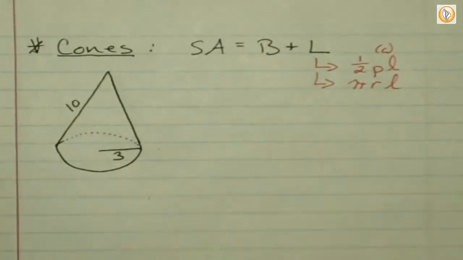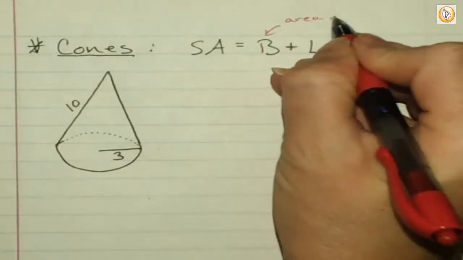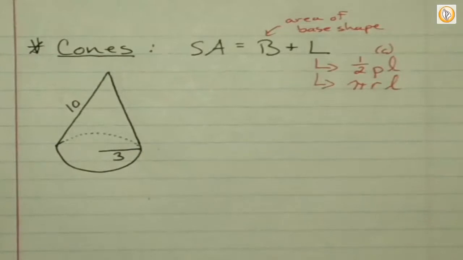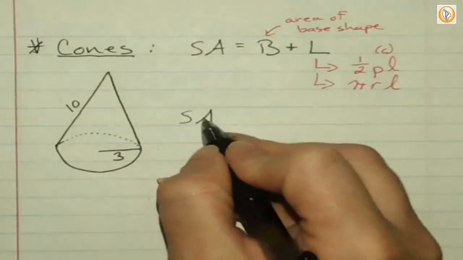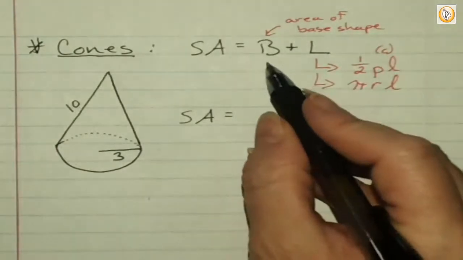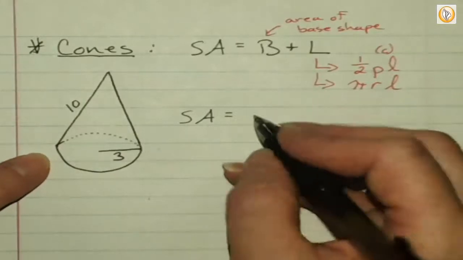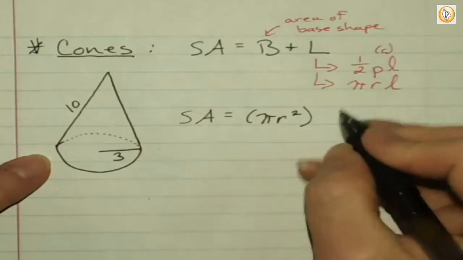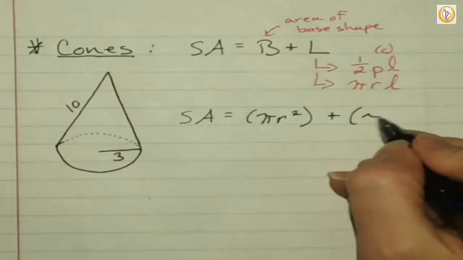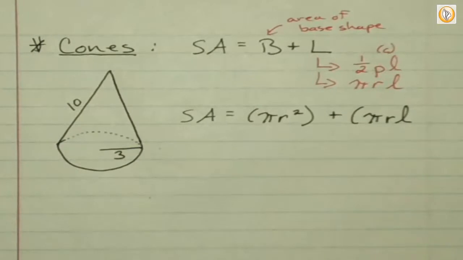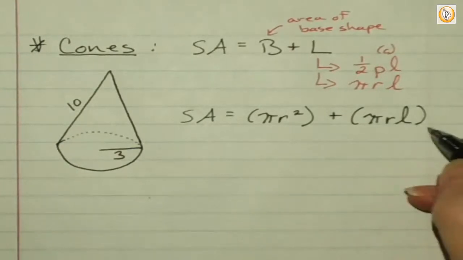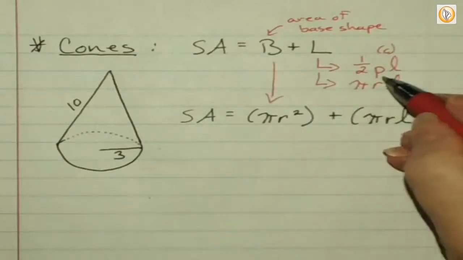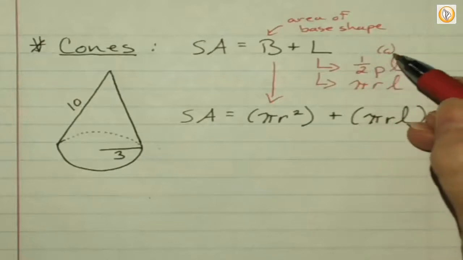Now, remember, this is our area of base shape. So really, our formula is, what's the formula to find area of a circle? 2 pi r? No, that's circumference. Pi r squared, plus this right here, pi r L. We're going to be using 3.14. Remember, this is kind of what we're doing, but we don't call it perimeter.